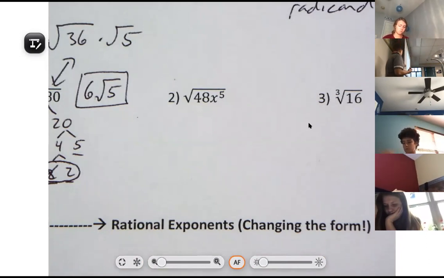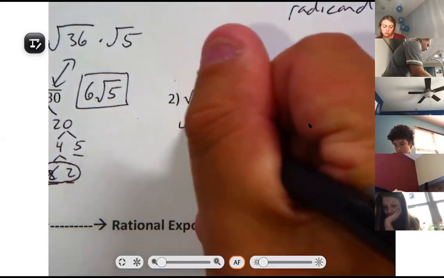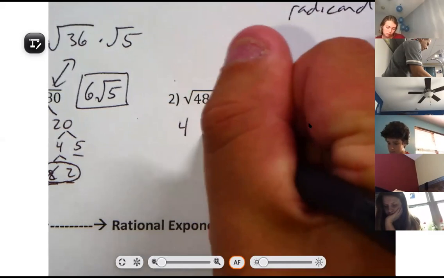Now, if you wanna do that with a factor tree, by all means, go ahead. But 48 is 16 times 3. Square root of 16 is 4. So you get that 4 on the outside. So that's 4 radical 3. If you wanna do a factor tree to verify that, please, please do.